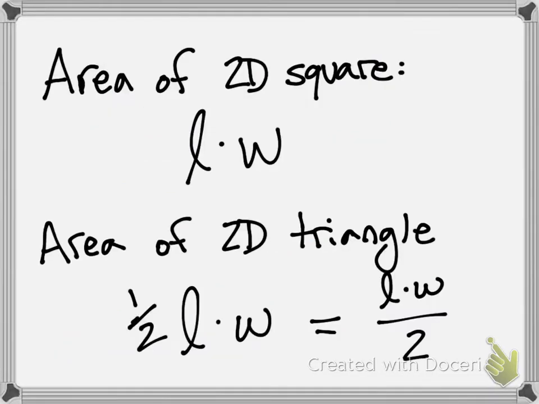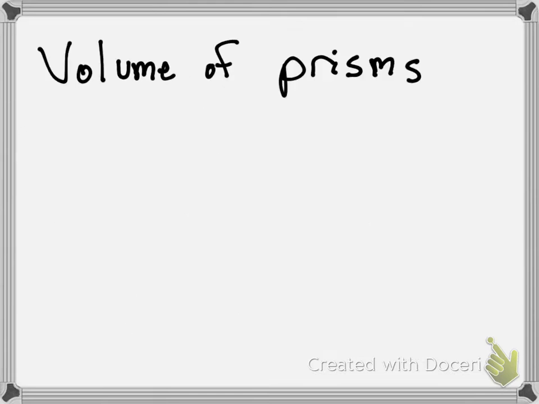So far we've looked at this. Area of a 2D square. Miles was nice enough to tell us that it is length times width. And then area of a 2D triangle. Izzy was nice enough to tell us that it's half of length times width, or length times width divided by 2, which is excellent. Then we're talking about this, volume of prisms.